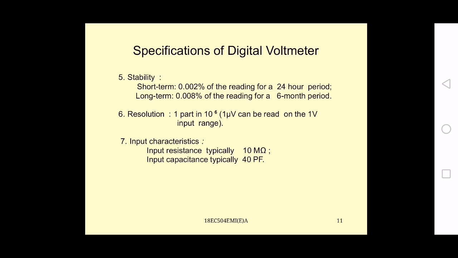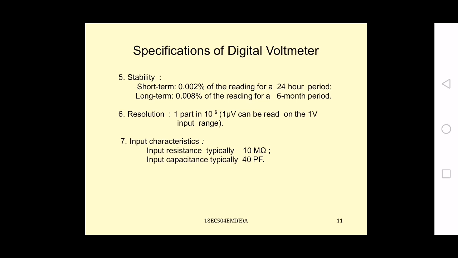So the value that you measure can change by 0.002% after 1 day. If you are measuring the same value in the long term, after 6 months the measurement value can change by only 0.008% of the reading. And the resolution is 1 part in 10 to the power of n, where n equals 6.